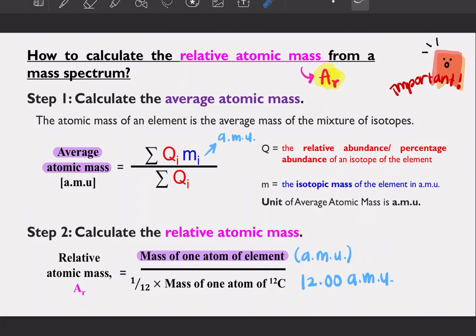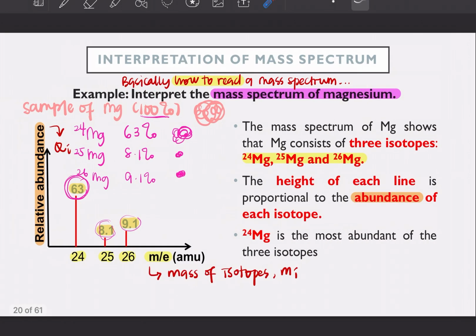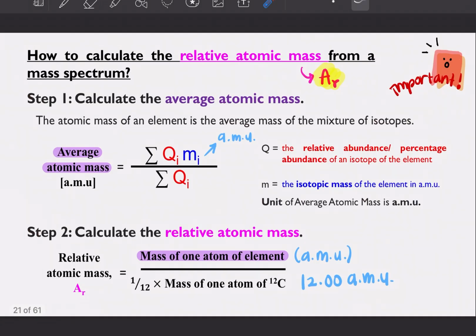So for relative abundance or percentage abundance, you don't need to put any unit, okay, but for mass, your unit is AMU. Okay, so kat sini saya tunjuk yang awak punya mi tu ada unit AMU. Okay, so bawah ni pula ialah summation of your relative abundance. Kalau macam tadi kan, yang ni 63, 8.1, 9.1. Untuk cari summation of Qi, awak campur je lah. Campur 3 ni. Okay, awak akan dapat 100. Alright. Okay, so when we get the answer, this value will have unit AMU, because of this. So this is average atomic mass.